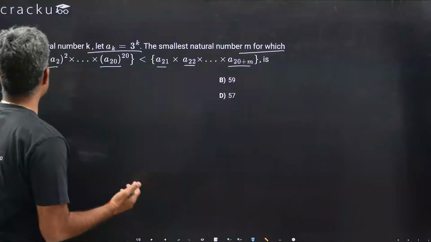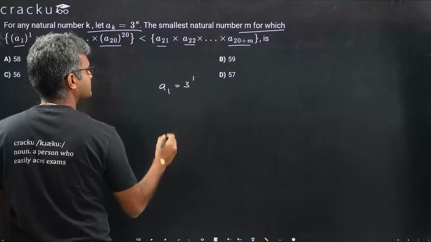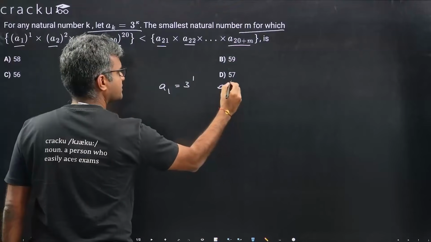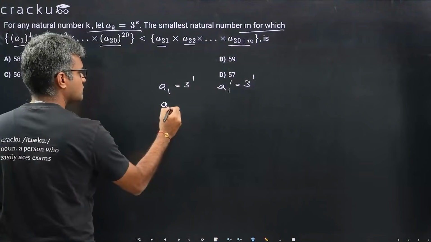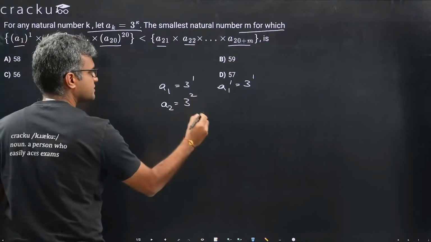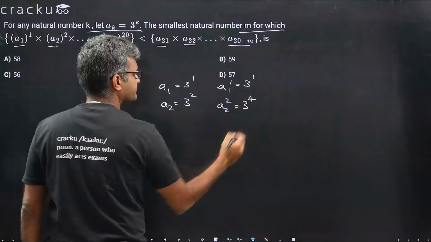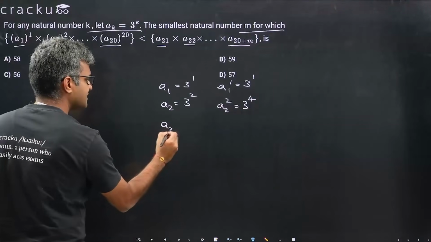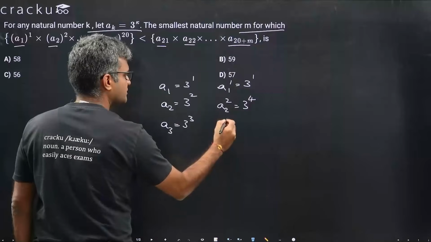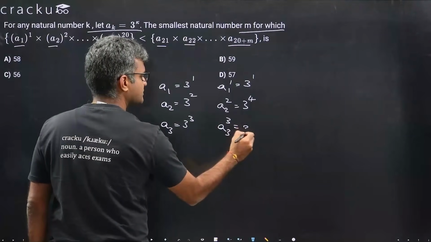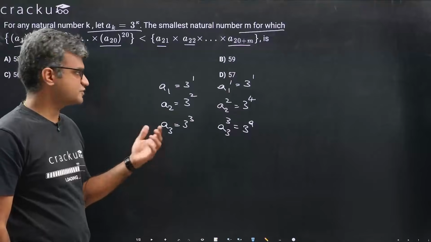If you are looking at the left hand side, what is a1? a1 is 3 to the power 1. So a1 to the power 1 is simply equal to 3 to the power 1. What is a2? a2 is 3 square. So a2 to the power 2 is 3 to the power 4. What is a3? a3 is 3 to the power 3. So a3 to the power 3 is 3 to the power 9. So now you can see that the powers of 3 are perfect squares.